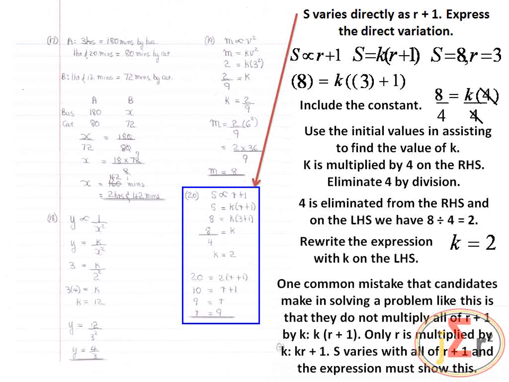One common mistake that candidates make in solving a problem like this is that they do not multiply all of R plus 1 by K, which is what we have here. They do not take the K and multiply by all of R plus 1. Only R is multiplied by K. So they take the K and multiply by R, and nothing is done with this one. It is not multiplied by K also.